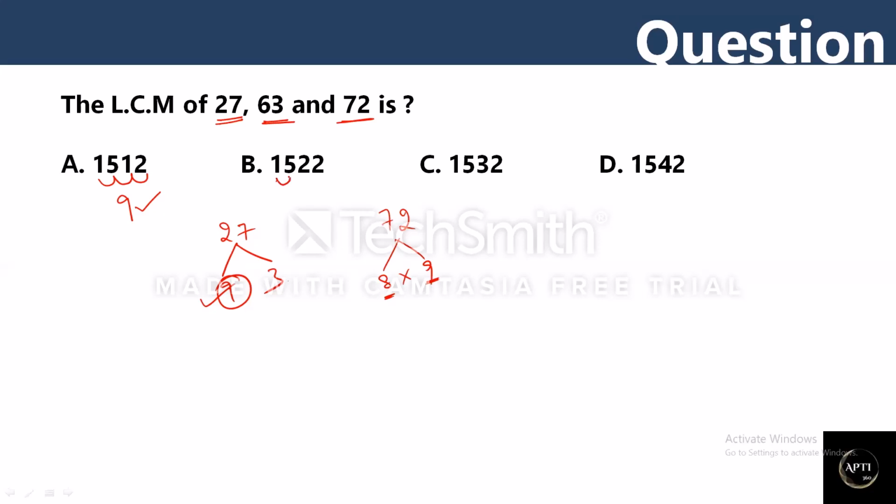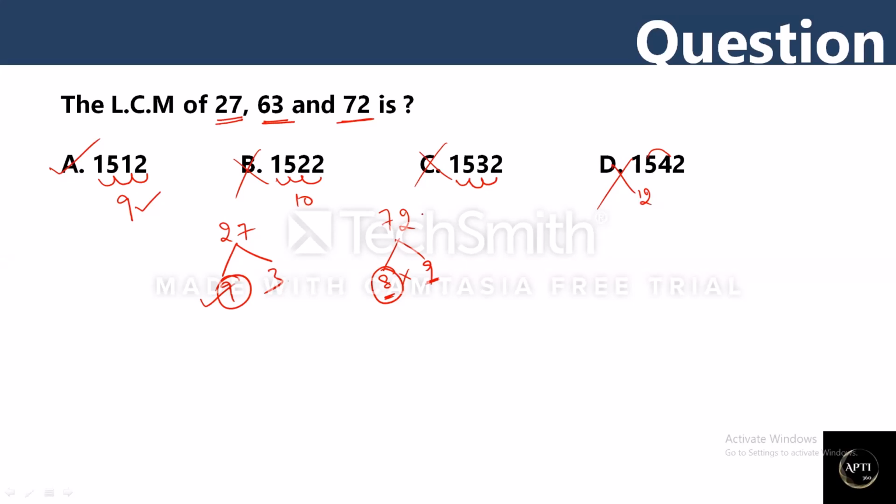1 plus 5 is 6, 6 plus 2 is 8, 8 plus 2 is 10, so option B is wrong. Next, 1 plus 5 is 6, 6 plus 3 is 9, 9 plus 2 is 11, so again option C is not satisfied. Next, 5 plus 4 is 9, 10, 12, this is also not going to satisfy. So the only option which is satisfying is option A. In case both options are satisfying, we need to cross check with the divisibility rule of 8.